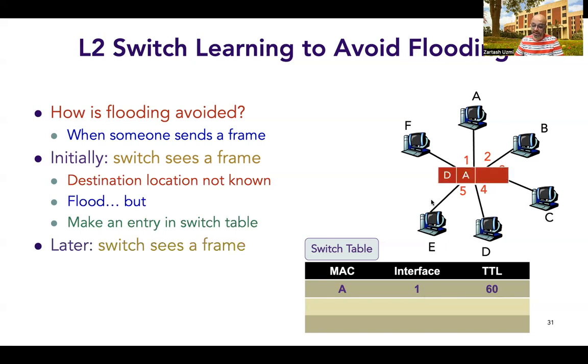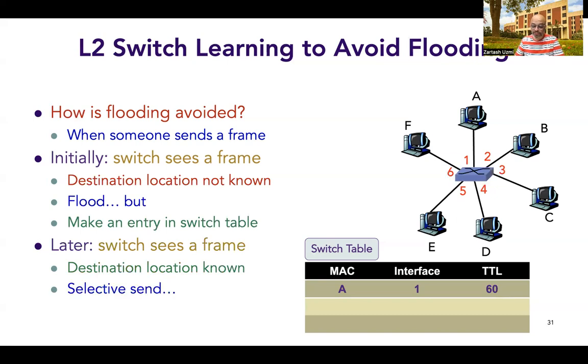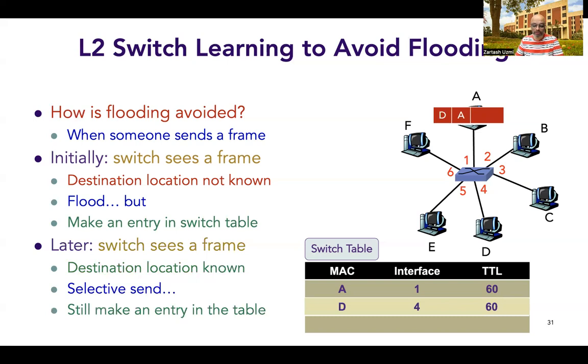Later, D sends a packet response back to A, for example. So now the source is D and the destination is A. Later the switch will see this frame. Now the destination location is known. If the destination location is known, then it will just send selectively to A without flooding others. So this is how you will avoid flooding.